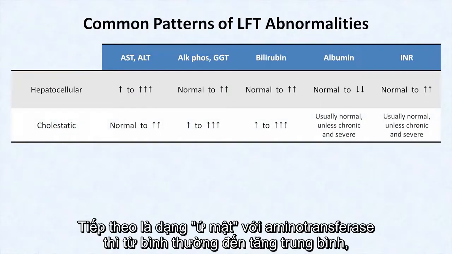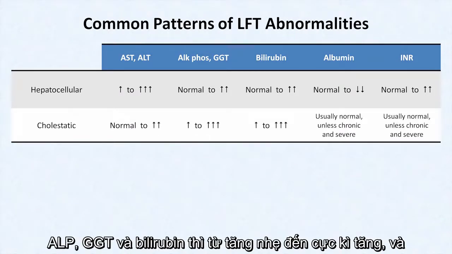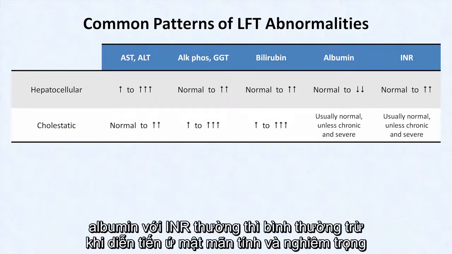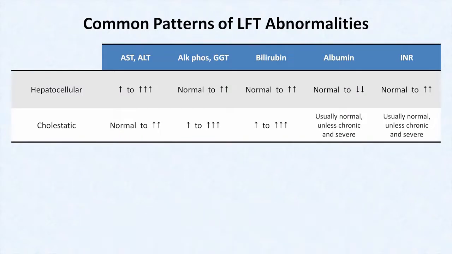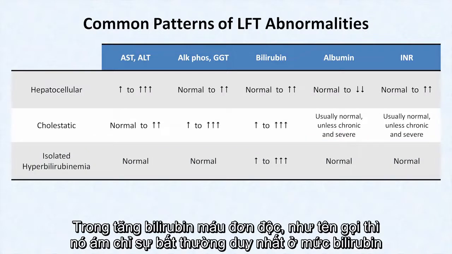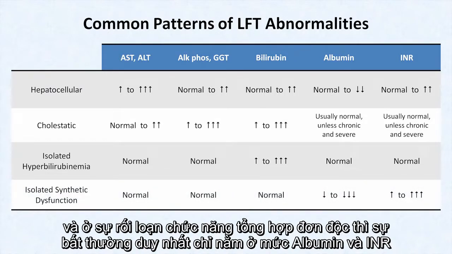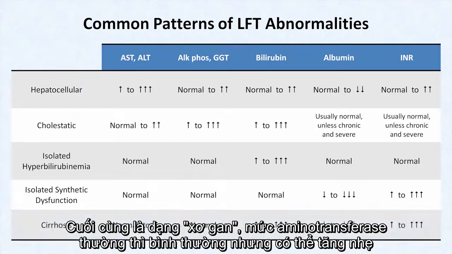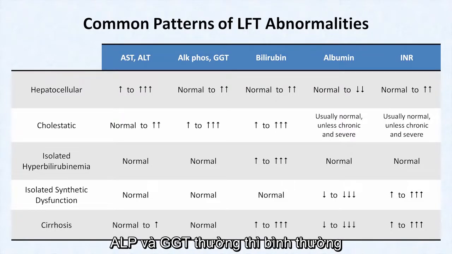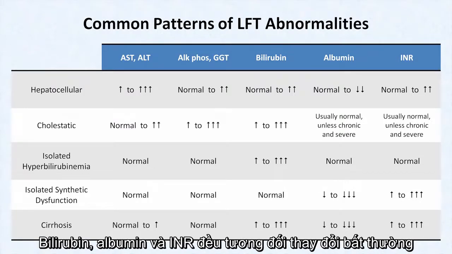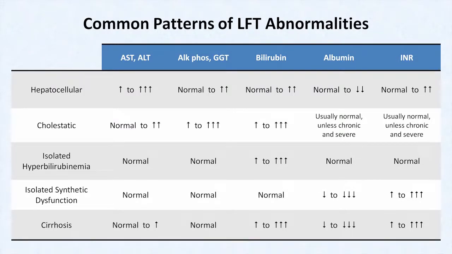Next is the cholestatic pattern, in which the aminotransferases are normal to moderately increased. ALK-Phos, GGT, and bilirubin are mildly to extremely elevated, and the albumin and INR are usually normal unless the cholestatic process is chronic and severe. In isolated hyperbilirubinemia, as the name implies, the only abnormality is the bilirubin, and in isolated synthetic dysfunction, the only abnormalities are albumin and INR. Finally, in the cirrhotic pattern, the aminotransferases are often normal, but can be mildly elevated. ALK-Phos and GGT are typically normal, and bilirubin, albumin, and the INR are all quite deranged.